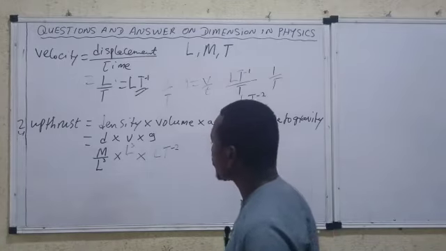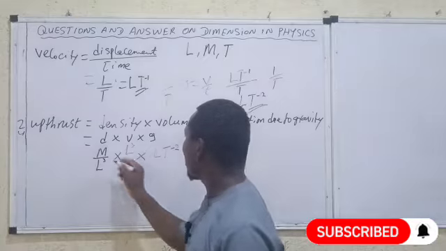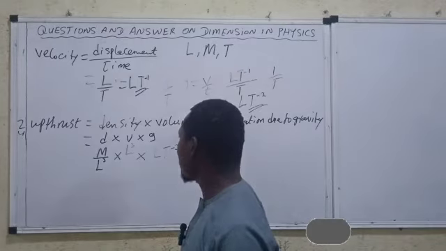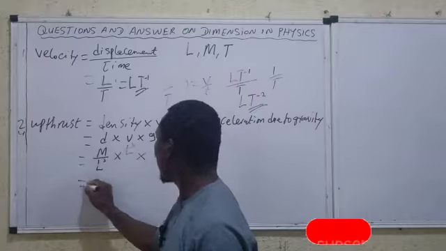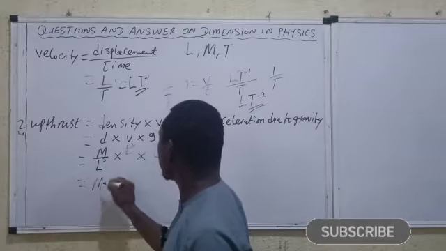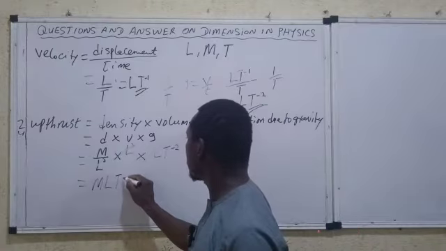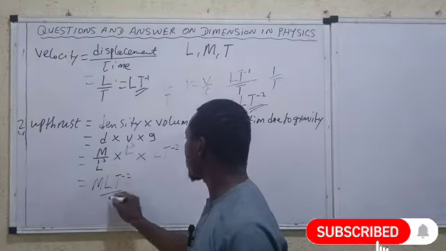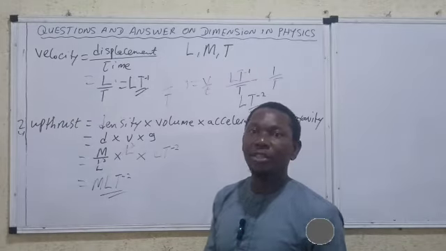Let's put it this way. This one can cancel out this, right? We now have our final answer as M L T negative 2. This is our final answer for upthrust. Now let's take a more challenging question.